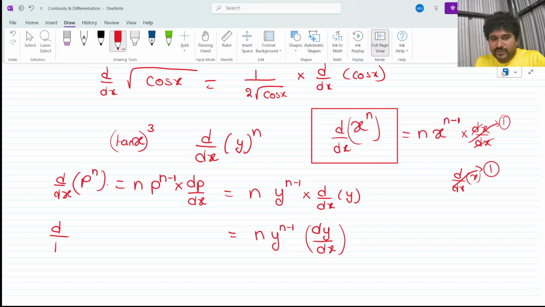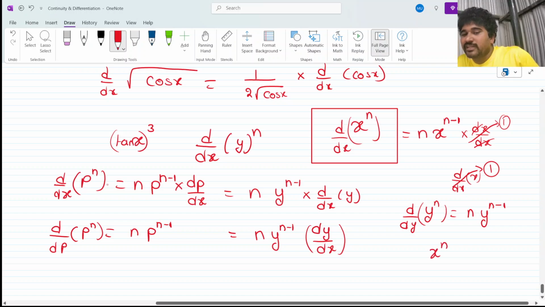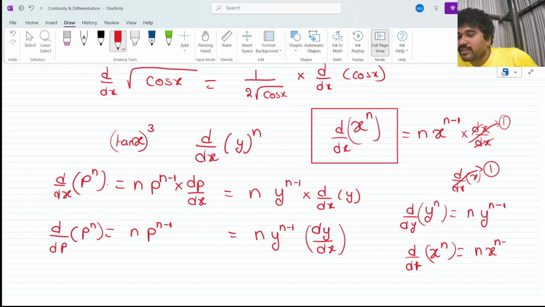Suppose I do differentiation with respect to p. So what will be left out? n into p power n minus 1. That's it, the remaining will not come. Suppose y power n, if I do differentiation with respect to y only, what will I get? n into y power n minus 1. Yes or no? Clear? Suppose x power n, if I am doing differentiation with respect to t, what will I end up with? n into x power n minus 1.